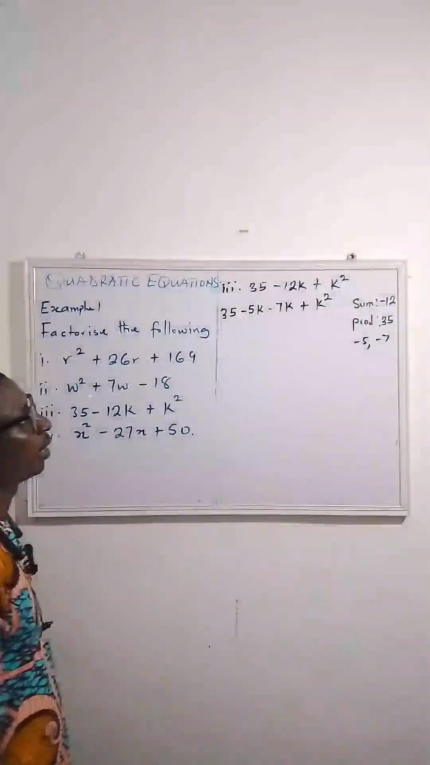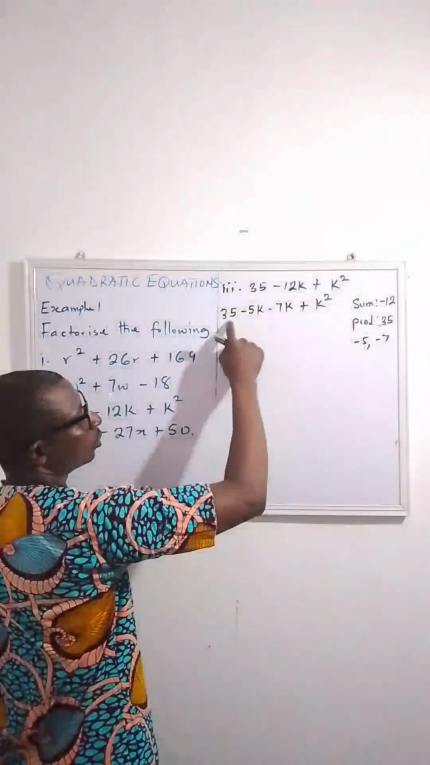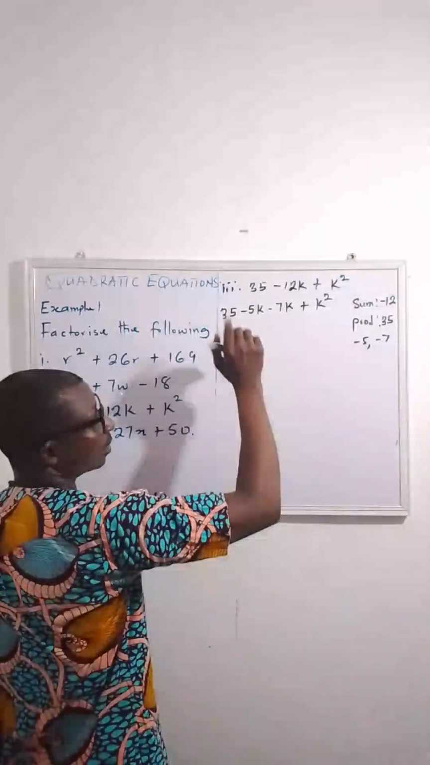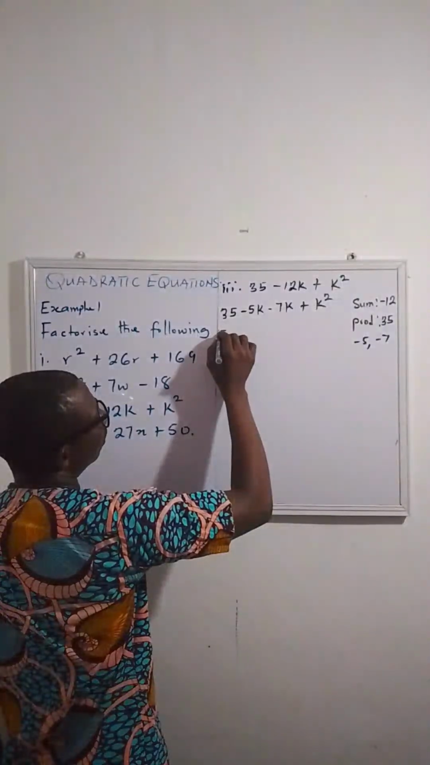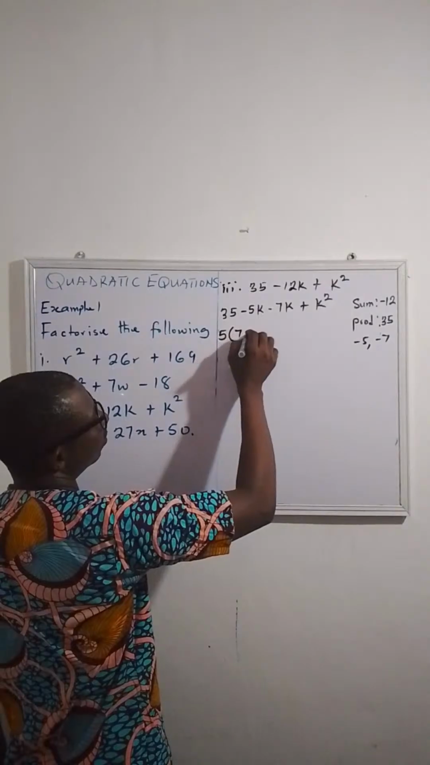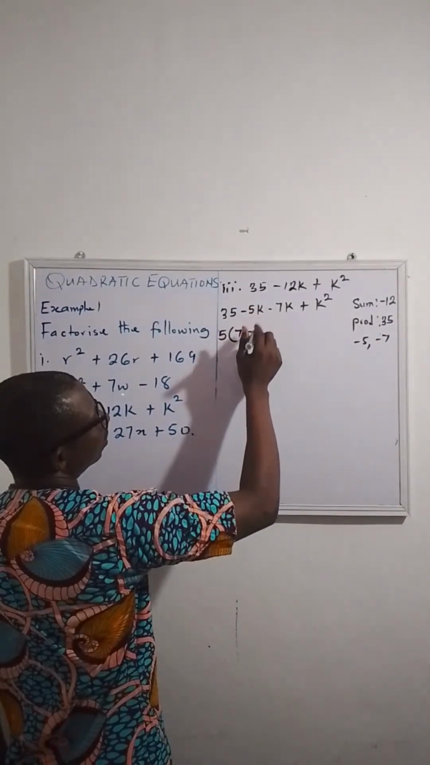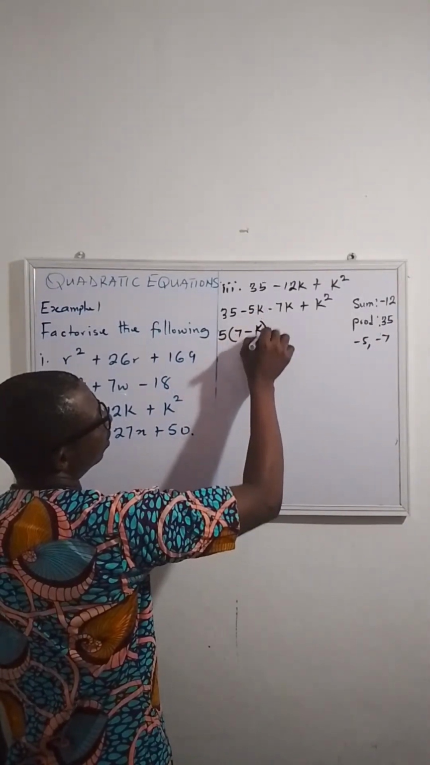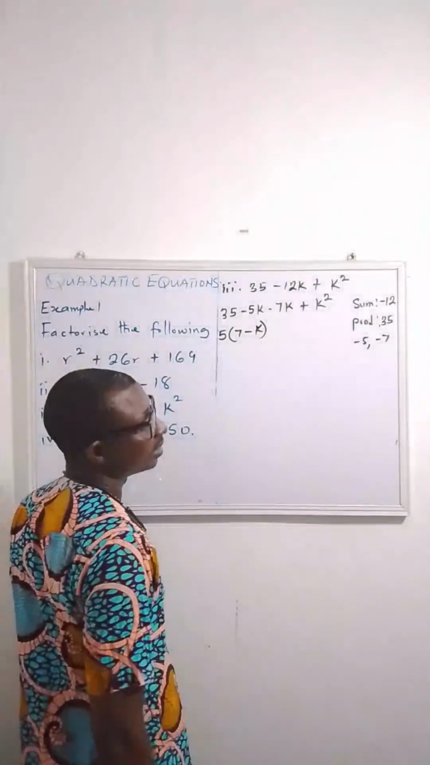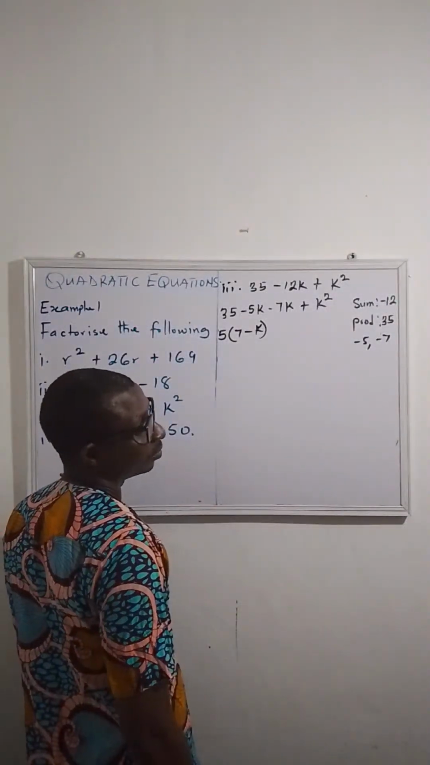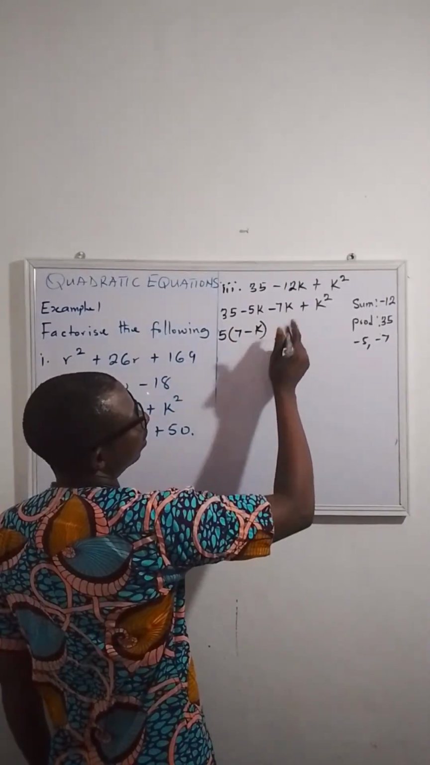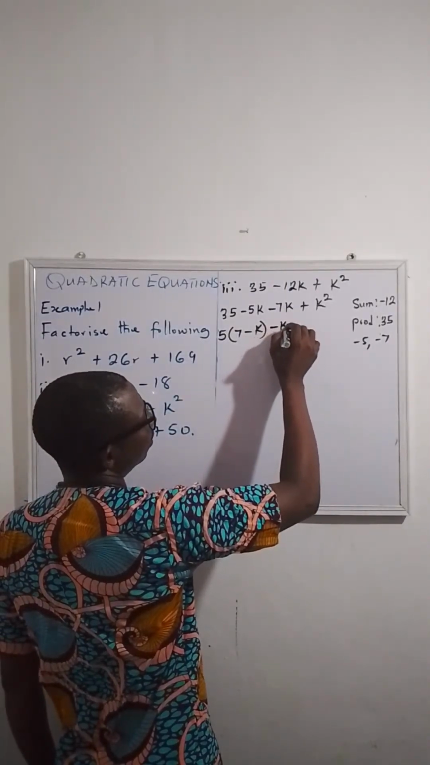Okay, so here you look for the GCD of these two terms, the greatest common divisor, and that is 5. So factor out 5. So when you divide this by 5, 35 divided by 5, you have 7 minus k. Okay, so here, what is the common factor? That is negative k. You have to be careful. You can see negative here, so negative k. All right, so you have negative k.